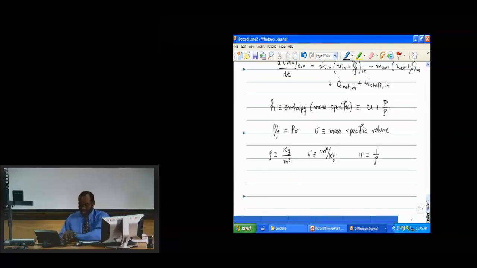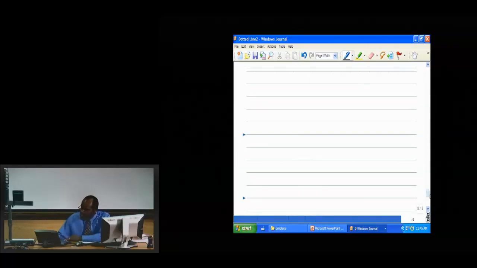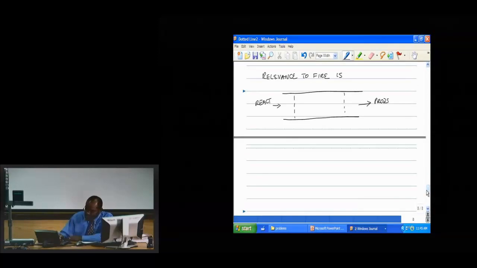All right, and so again, the relevance to fire for a problem like this is that when we talk about this reacting system, reactants and products, and we have this control volume, let's imagine that we're working in a steady case. So remember, again, no transient terms.